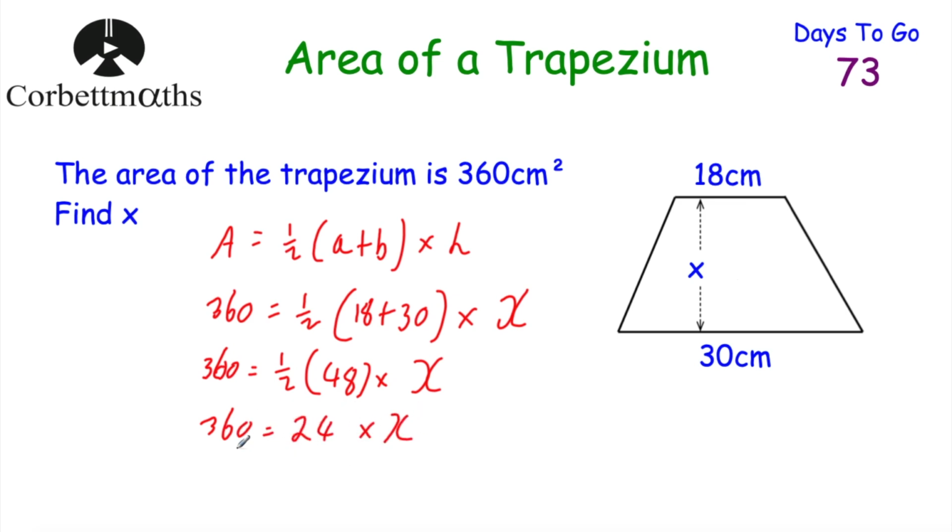Now we don't want this multiplied by 24, so we're going to divide by 24 and divide by 24, and that gives us 15. So we get that x is equal to 15. So the height of this trapezium is 15 centimeters, and that's it. And if you got that, well done.